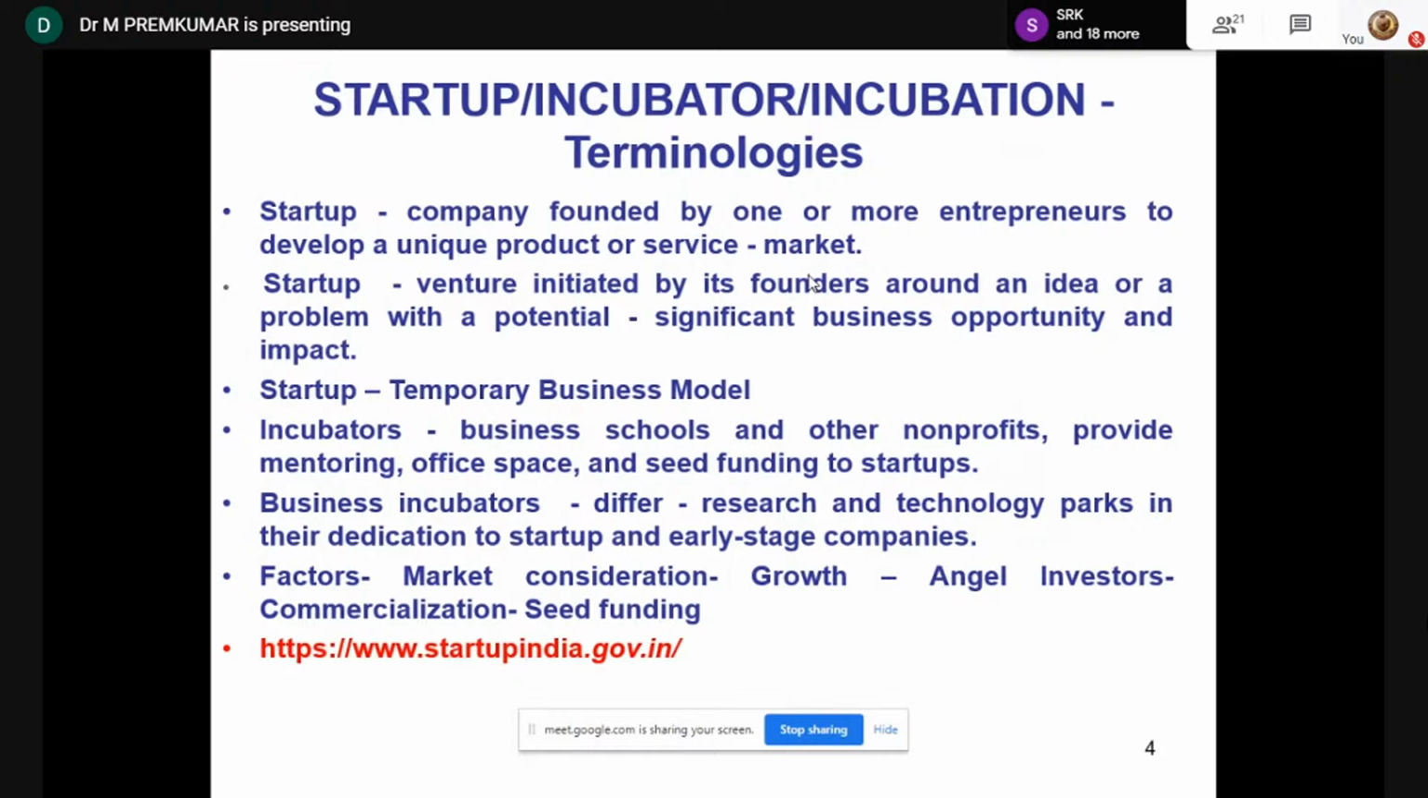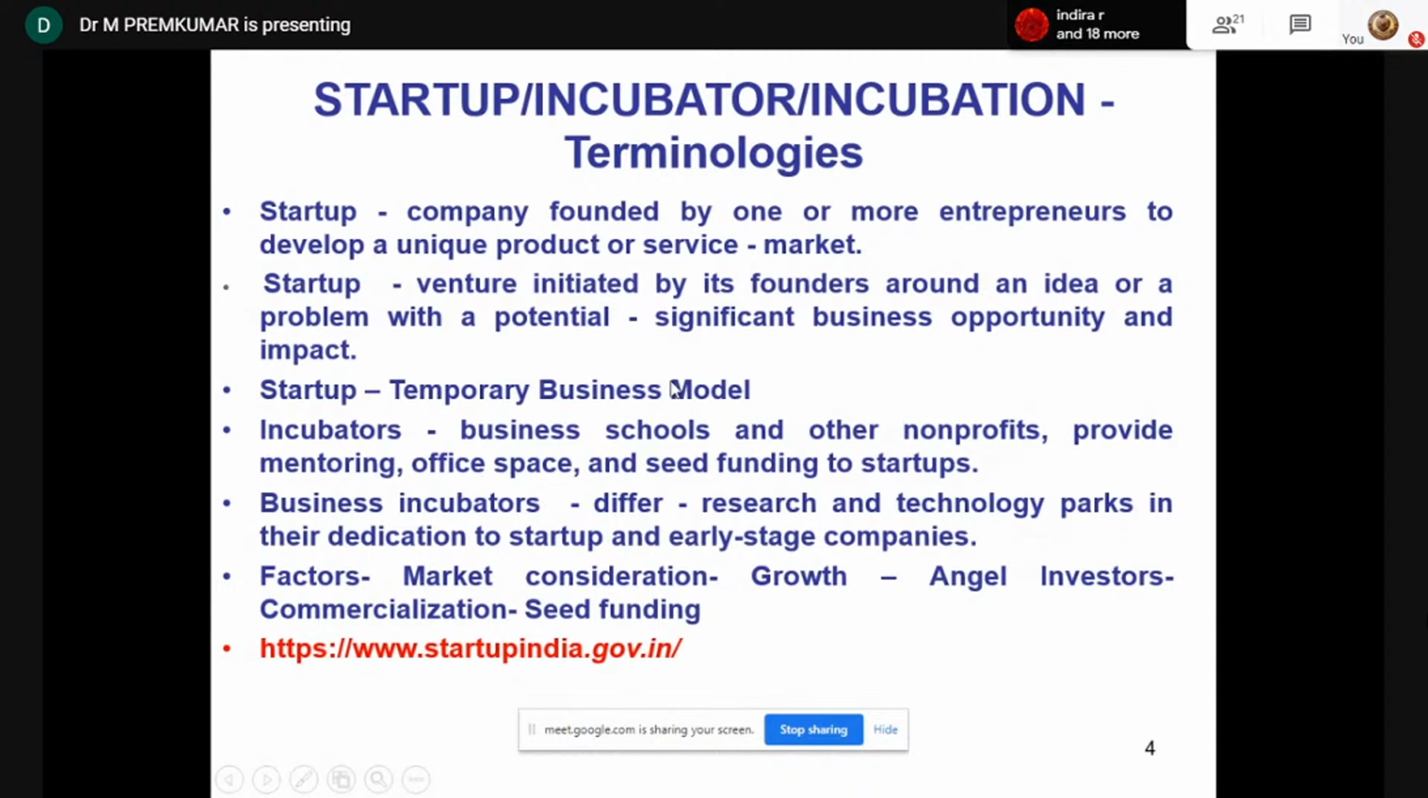So incubators will normally be mostly non-profit organizations, and there are various factors governing market consideration and growth. As I said earlier, you need proper crowdfunding, or low seed funding from family, friends, or whoever it can be, or angel investors. Angel investors are wealthy investors who contribute to seed funding for a particular startup.